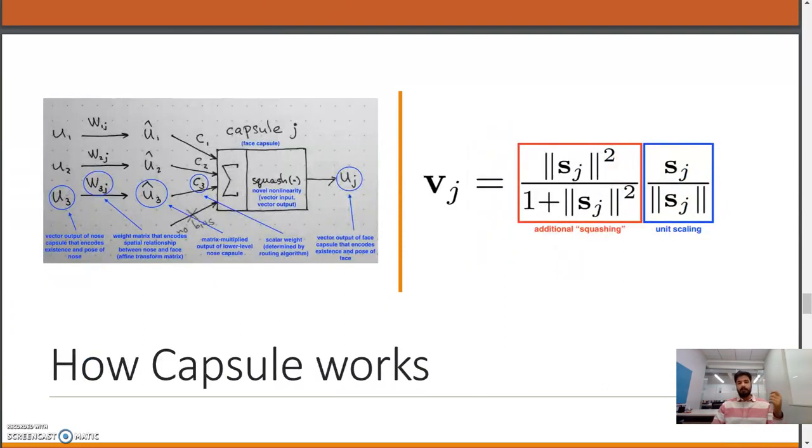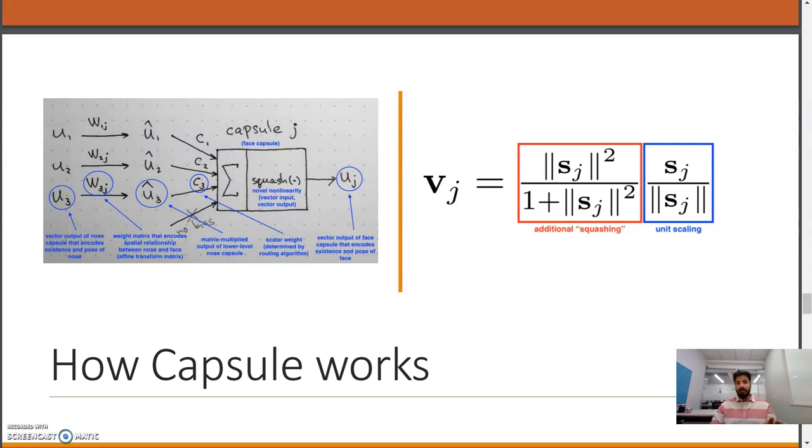So how does the capsule net work? Let's take an example of the nose as we have taken it before. U3 is the vector, the nose capsule, that encodes the existence and the pose of the nose. We add the weight matrix that encodes the spatial relationship between nose and the face. Then we get U3 cap, that is the matrix multiplied output of a lower level nose capsule. We add the scalar weight determined by the routing algorithm. We'll discuss the routing algorithm in the further slides.